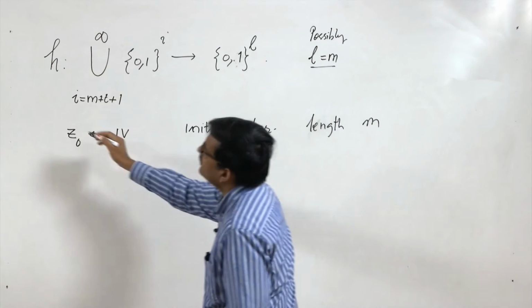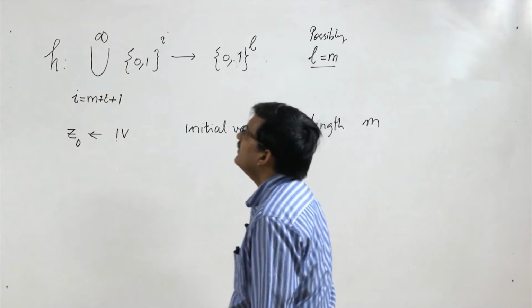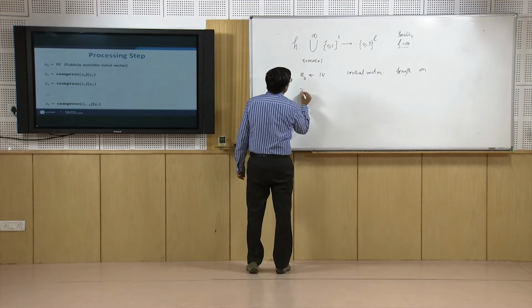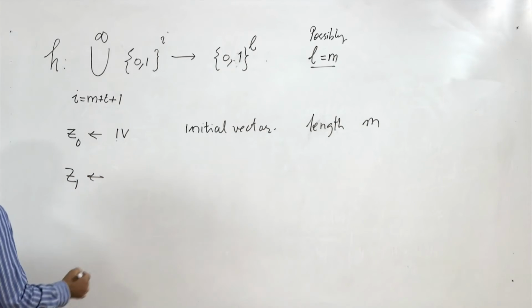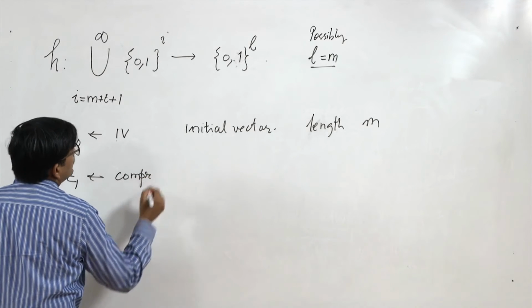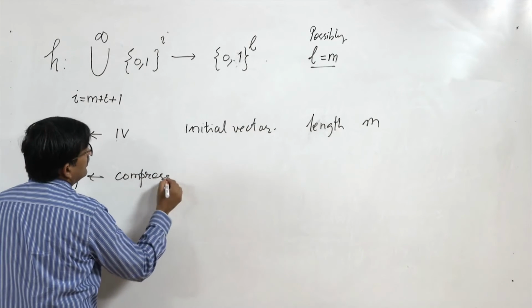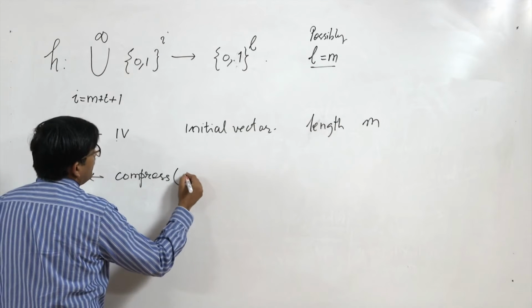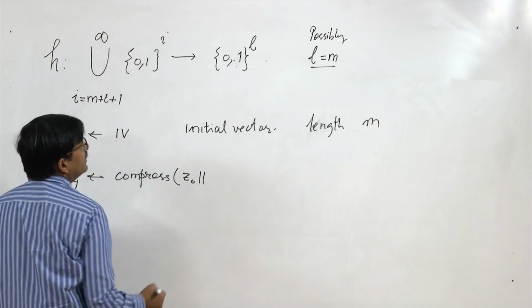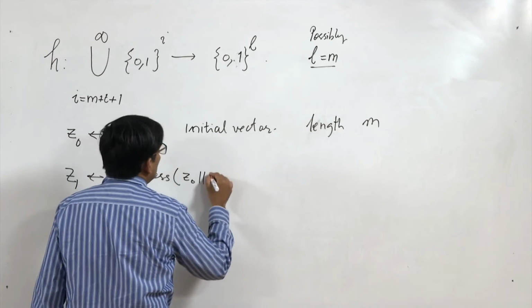So, I put iv over there and then after that z1 will be computed in this way. I will apply compress over z0 concatenated with y1.